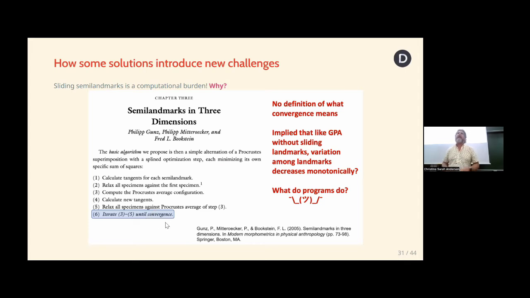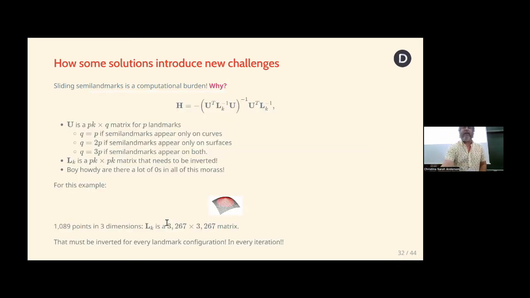Now, I've looked all over this paper and I don't know what convergence means. They don't define what convergence means. And when I learned about GPA the first time, it was this function where the variation among landmarks decreased until it stopped decreasing, and then you said good. So I think that's what convergence means, but it wasn't discussed. And has anyone ever asked what their program's doing when, boom, it gives you a result? So I think the impression was that there was some monotonically decreasing function. And I'll come back to that a little bit later.